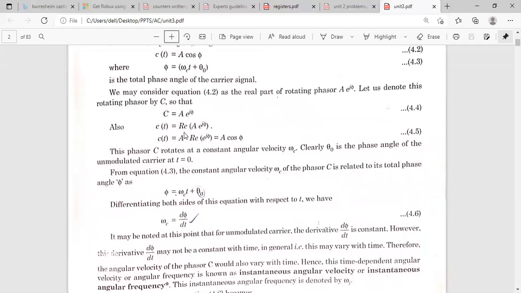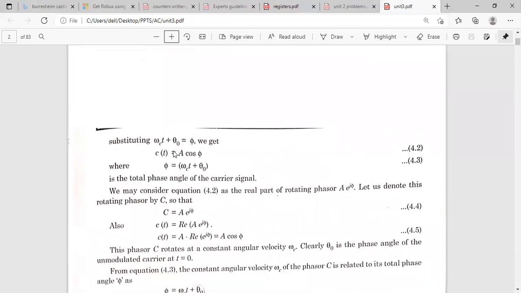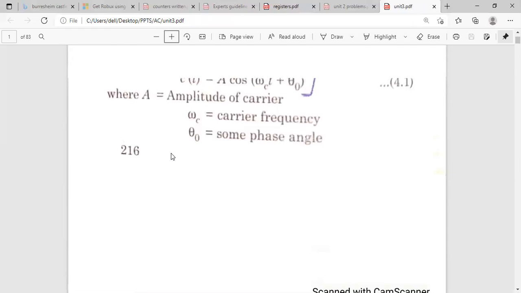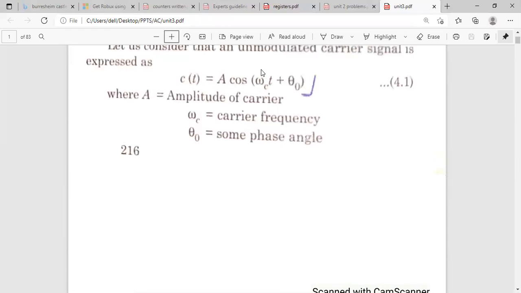We know the carrier signal representation C of t is equal to A cos of omega c t plus theta naught. Here we are discussing angle. Angle will be divided into two types: one is frequency, one is phase. So in angle modulation we have two types: one is frequency modulation and another one is phase modulation.